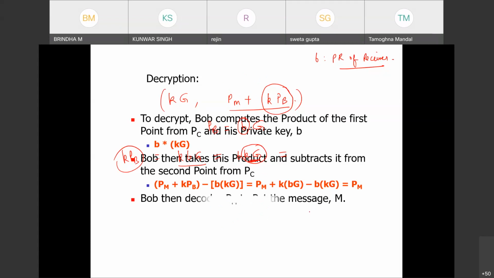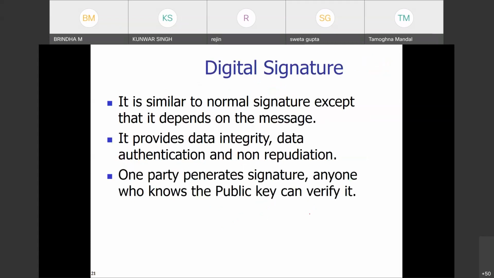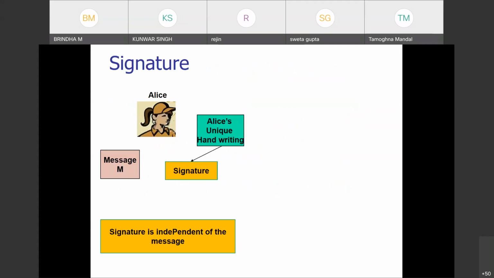Okay, so I will not go through this one. Digital signature I have already covered in the first part. It is similar to a normal signature, except that it depends on the message. A normal signature doesn't depend on the message; integrity and authentication you have already seen. So this is the normal signature.